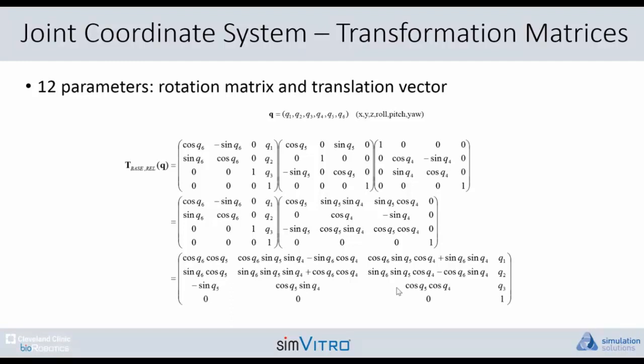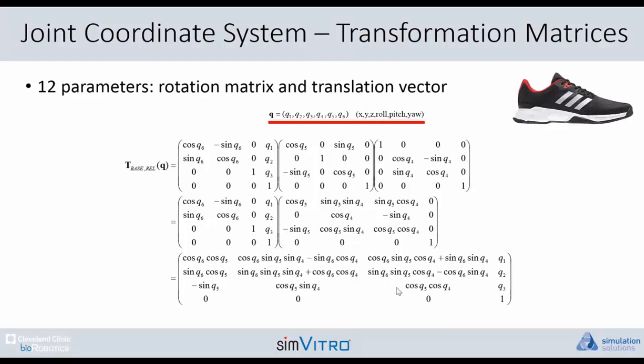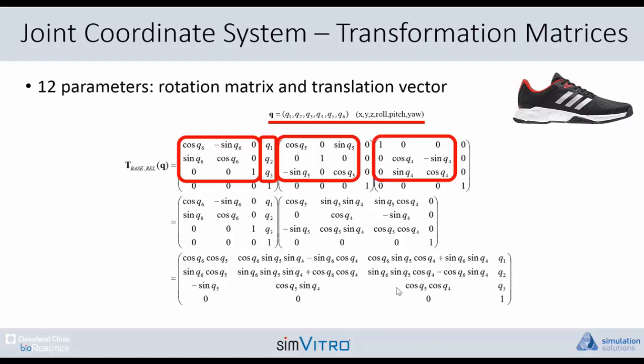The bottom row is always 0, 0, 0, 1. Again, we're back to our tennis shoes. So we have XYZ roll, pitch, yaw. And here's our Z rotation. And there's our translation vector. Q1, Q2, Q3 is the XYZ. And then we're rotating about Y and rotating about X. And that's how we can formulate and encode roll, pitch, yaw into a transformation matrix.